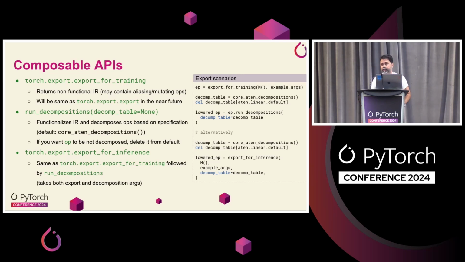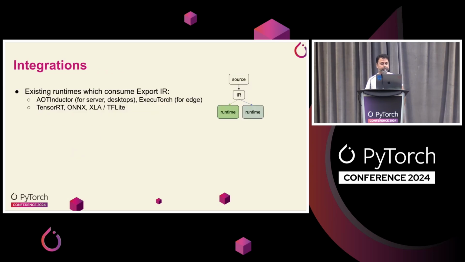And in run decompositions, by default, you will have a decomposition table that will take all of your ATen operators and translate them to a small core functionalized ATen subset. But you can tweak this, right? So if you want to preserve some operator, you just find that table, delete a certain entry, and that will cause you to preserve that op. If you want to customize how you want to decompose a certain op, that's also possible using this API.